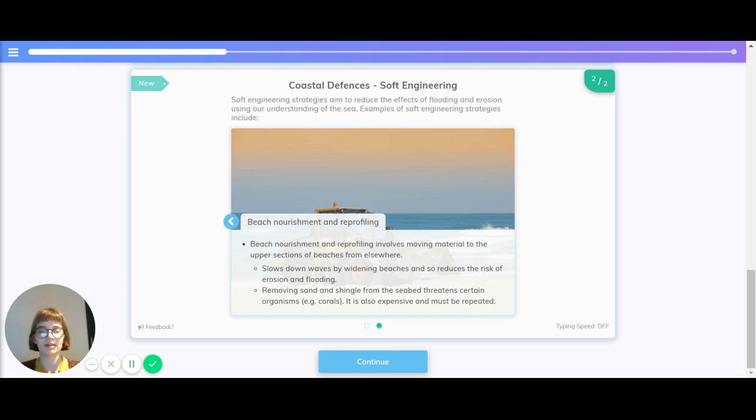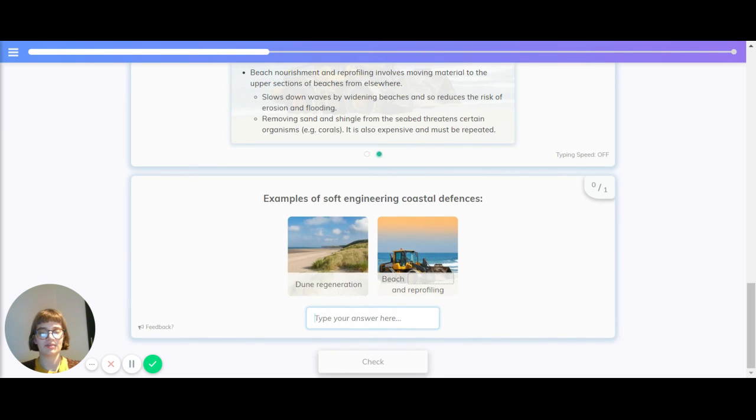Beach nourishment and reprofiling. Beach nourishment and reprofiling involves moving material to the upper sections of beaches from elsewhere. This slows down waves by widening beaches and so reduces the risk of erosion and flooding. Removing sand and shingle from the seabed threatens certain organisms, like corals, and it's also expensive and needs to be repeated. Let's quickly run through those again.